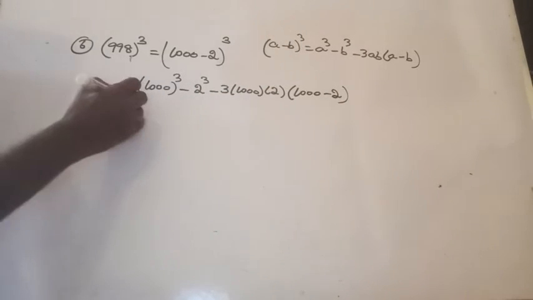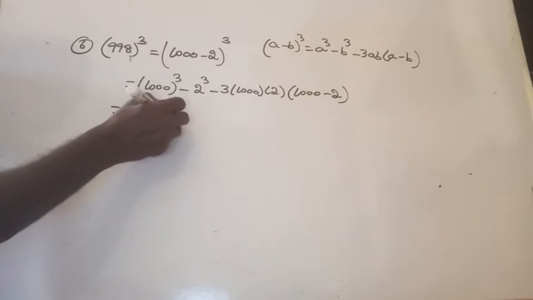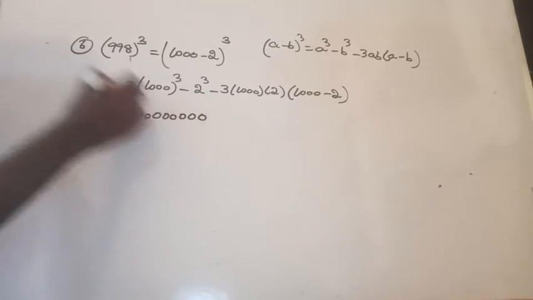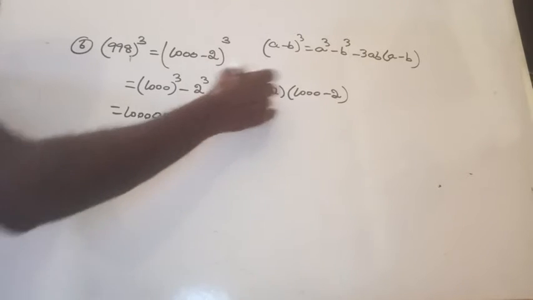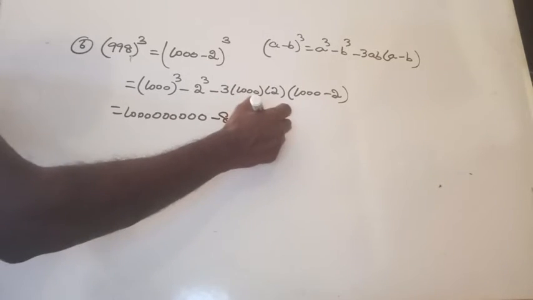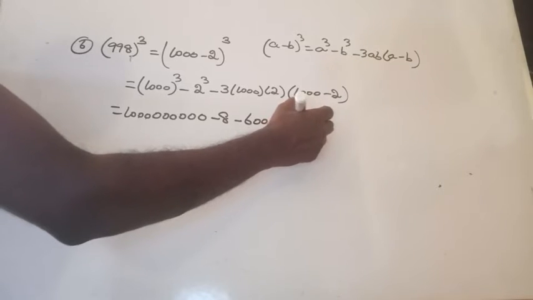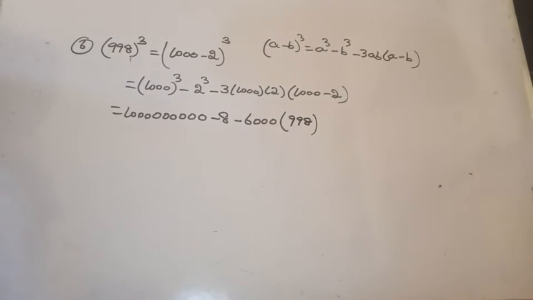So 1000 cube, how many zeros? 9 zeros. Am I right here? 1, 2, 3, 4, 5, 6, 7, 8, 9. Minus 2 cube is 8. 3 twos are 6. 6 into 1000 is 6000. Then 1000 minus 2 is 998. Am I right here? Yes.